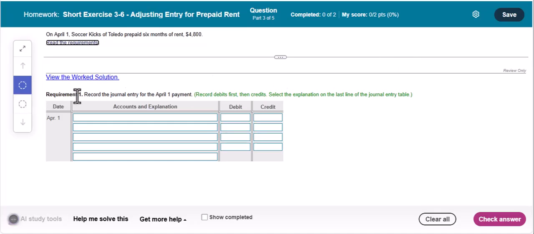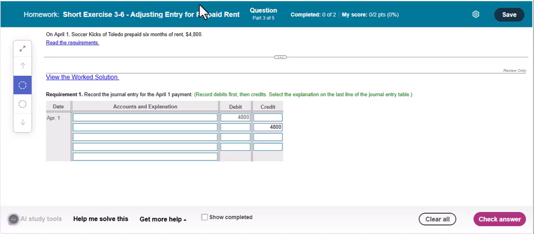So here in requirement 1, we are recording the journal entry for the April 1st payment. Record debits first, then credits as always, and select the explanation on the last line of the journal entry table down here. Alright, so Soccer Kicks of Toledo prepaid 6 months of rent for $4,800. So we know the amounts that we're going to be working with here for this journal entry for the payment. The prepayment of the rent is going to be a $4,800 debit and a $4,800 credit.